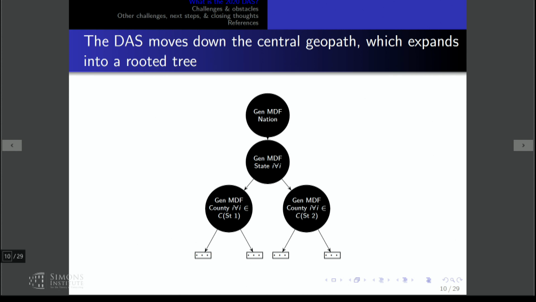This is just another visualization of what we've already said. I don't think I'll linger on this very much, but make the MDF at the nation, then simultaneously for all of the states, given that you know what the nation looks like, then for each state, for all the counties in that state, given that you know what the state looks like, et cetera, et cetera.